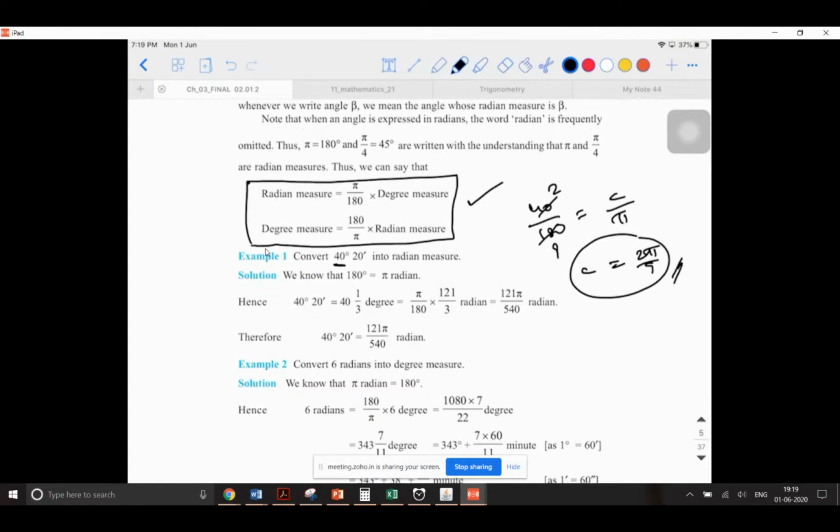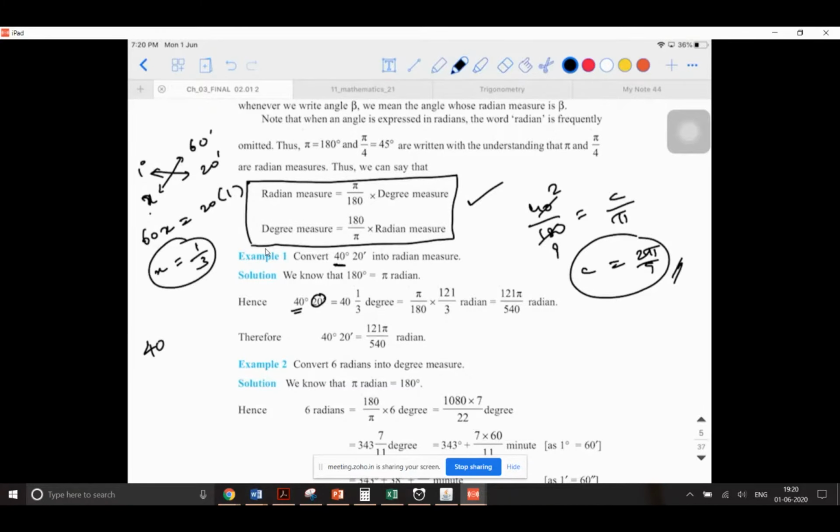If I have 40 degrees and 20 minutes, now I'm concentrating only on 20 minutes. I forgot about 40. So I know that 1 degree is 60 minutes. How many degrees will make 20 minutes? 1 by 3 degrees. Again, cross multiply. Wherever you're getting stuck, use the unitary method. 60 into x is equal to 20 into 1. So x is equal to 1 by 3.